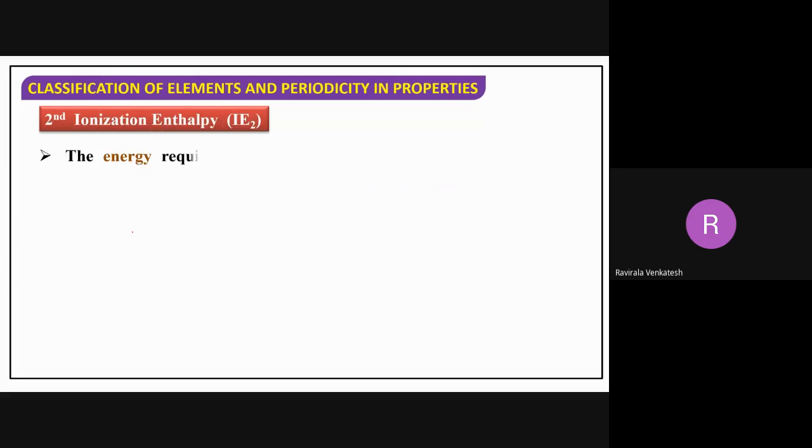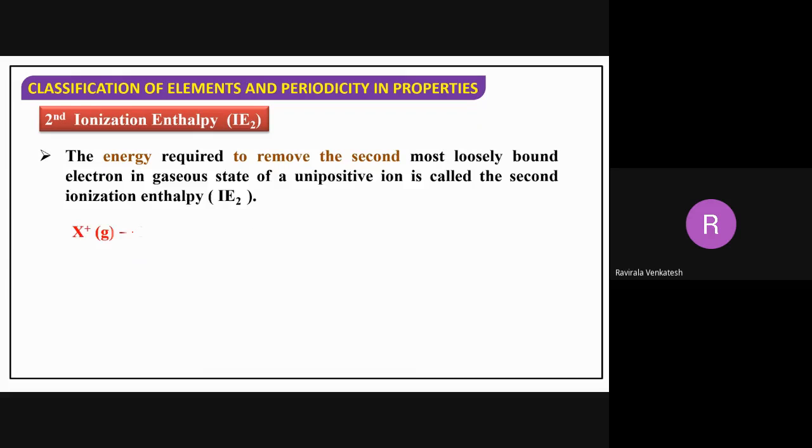If you want to write the second ionization energy, how do you write it? Remove the second electron from where? From the monovalent ion. So remove the second most loosely bound electron from the mono positive ion. After removing the first electron, you can remove the second electron. That is called second ionization, isn't it? The monovalent ion is now converted into a divalent ion.